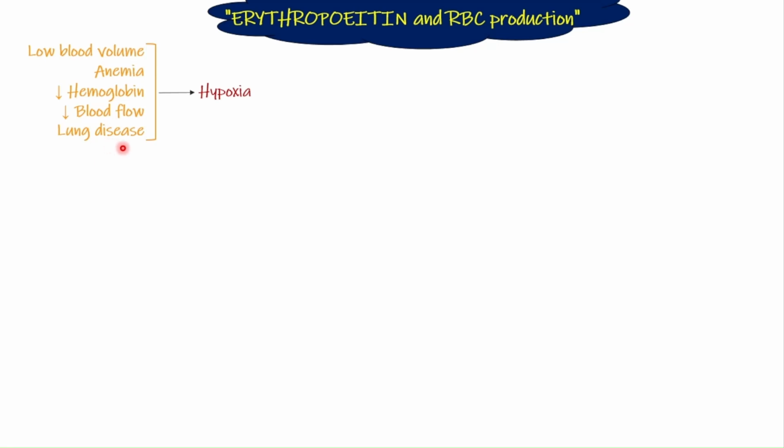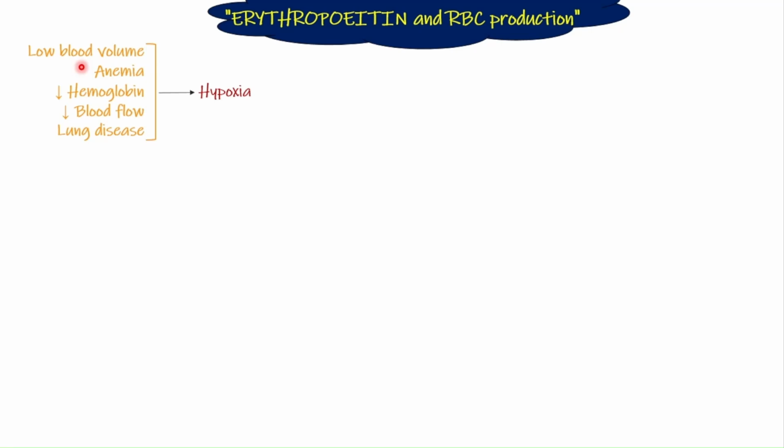Lung disease can cause hypoxia because of decreased oxygenation of the tissues. Decreased blood flow can cause hypoxia because of the decreased supply to the tissues. Decreased hemoglobin will cause hypoxia because of the decreased ability to carry oxygen, and the same with anemia. And low blood volume means low blood pressure, low perfusion to the tissues and low supply of oxygen to the tissues, which is hypoxia.